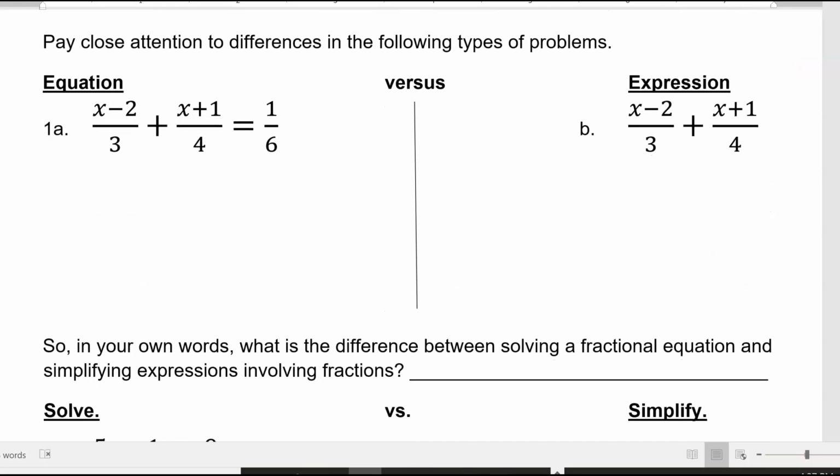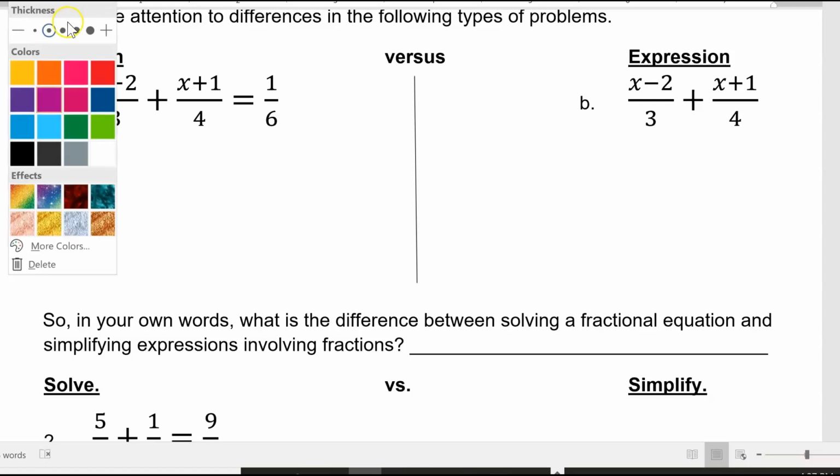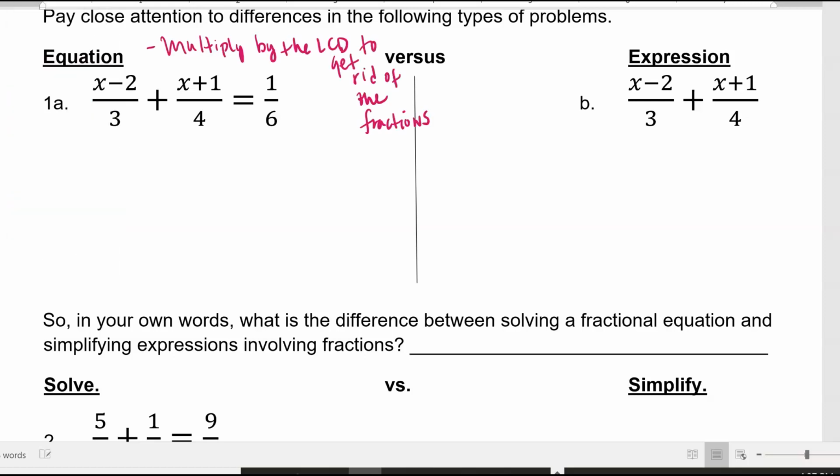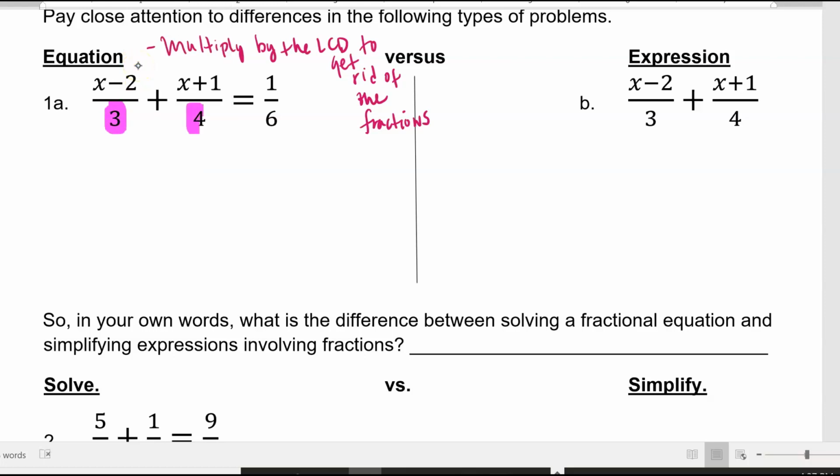Now, for the first equation we have rational expressions, or fractions, and what we normally do is get rid of the fractions first. How do we get rid of the fractions? We multiply by the LCD. We look at the denominators. We have 3, 4, and 6. What is a number that we can divide 3, 4, and 6 into?